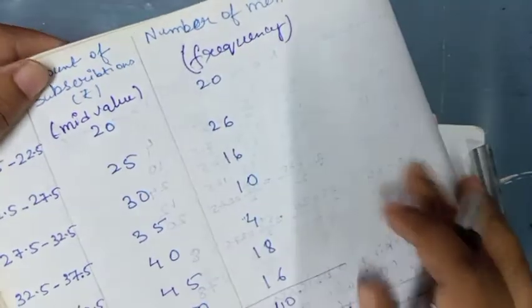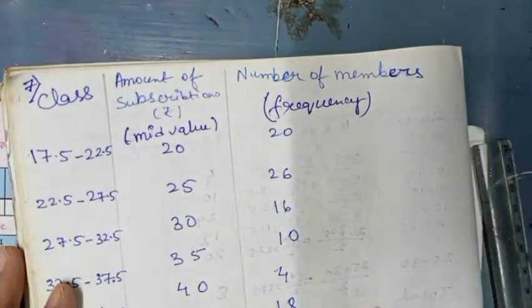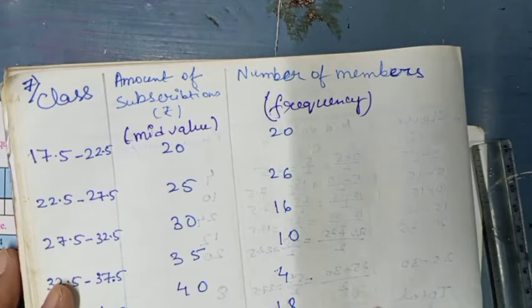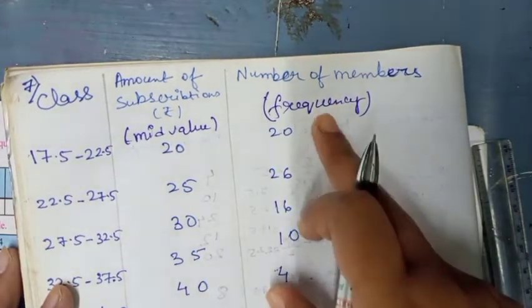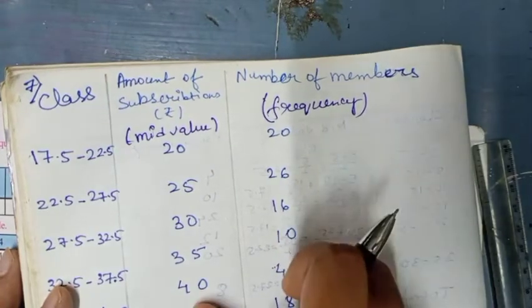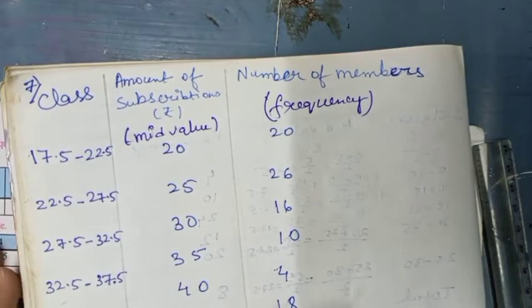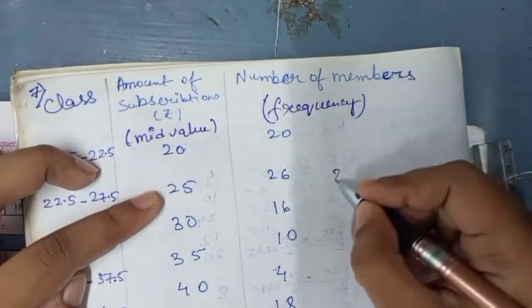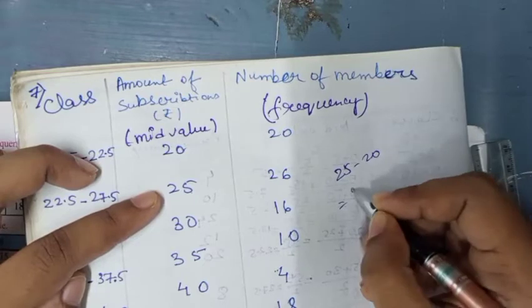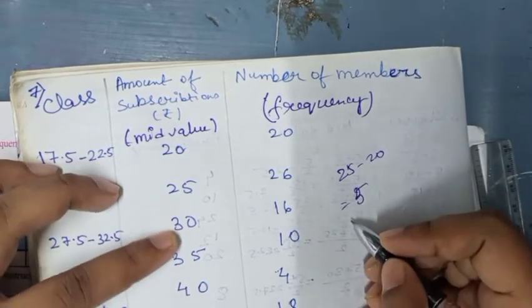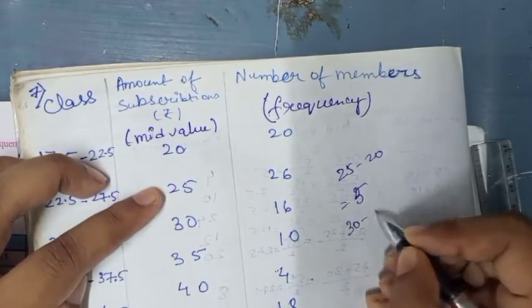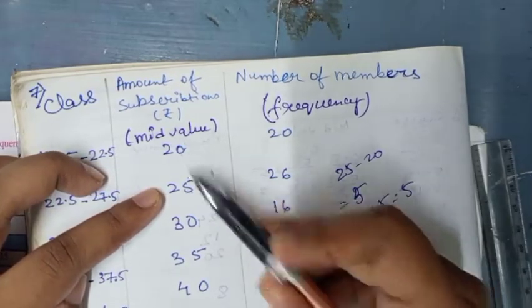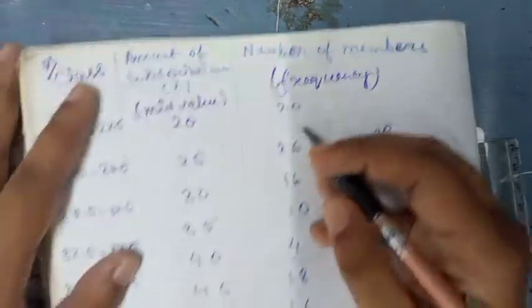Now you have to draw the histogram also. For the histogram you need what? Limit. How will you find the limit when mid value and frequency are given to you? It's very simple and easy. How will you understand? 25 minus 20, how much will it come? 5. Again 30 minus 25, how much will it give you? 5. It means that the difference between mid values is 5 only.